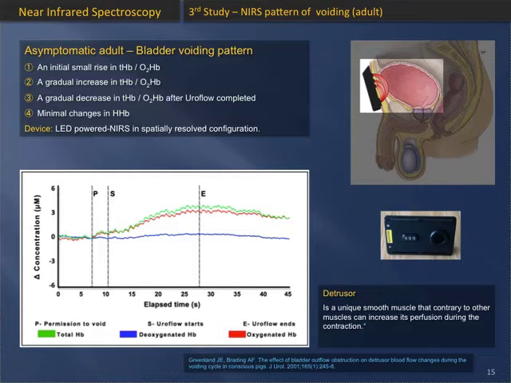After that pilot study, we started a clinical trial to establish the normal pattern of voiding using near-infrared spectroscopy. In different asymptomatic subjects, we came up with a similar and consistent pattern like this. It's a representative figure of the pattern. As you can see here, as permission to void is issued, we see a small rise in oxygenated hemoglobin and total hemoglobin inside the detrusor, followed by a large and gradual increase in oxygenated and total hemoglobin, showing that during voiding perhaps there is an inflow of oxygenated blood into the detrusor, and deoxygenated hemoglobin actually didn't change.